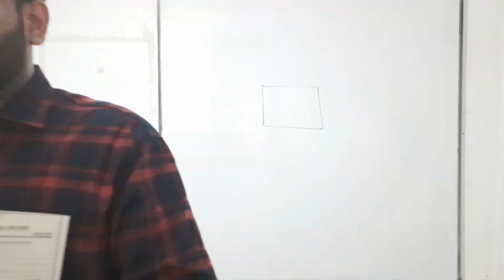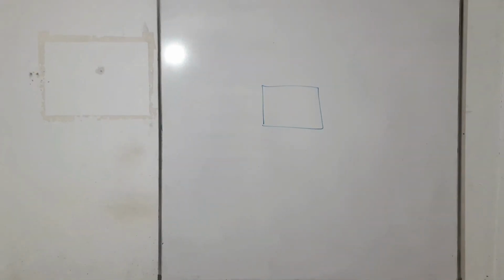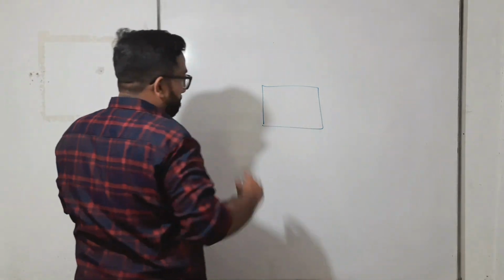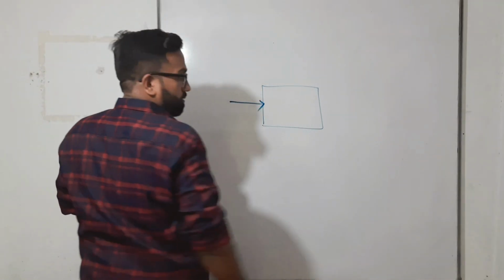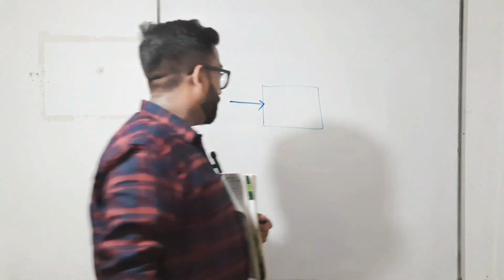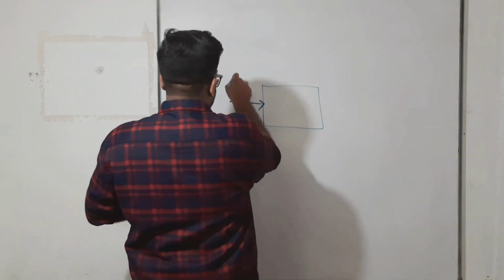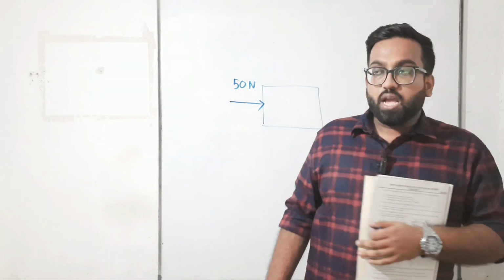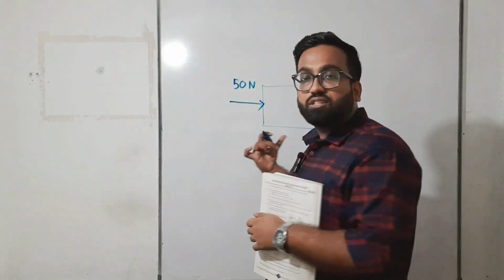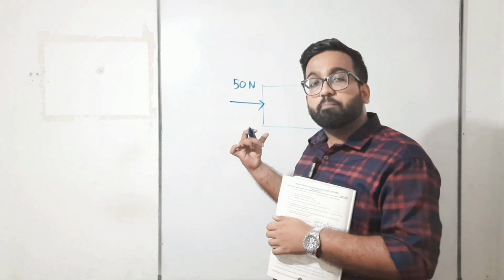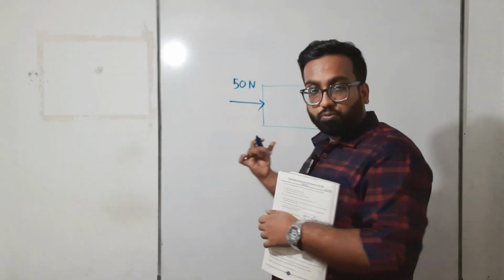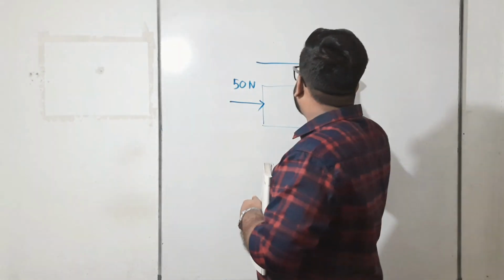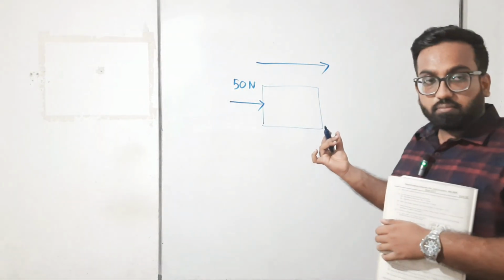Just think that this is a box or something, an object, right? So children, this object is pushed by someone by giving 50 newtons, or we can give any quantity, 50 newtons. To which direction is this object pushed? This way. You can see this here, right?